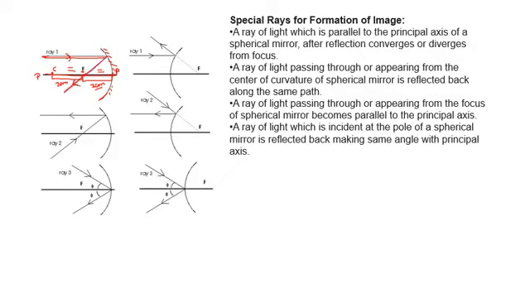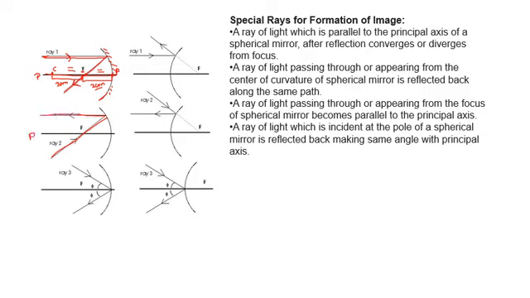The second rule, in case of concave mirror, this is the inverse rule: when a ray of light is passing through the focus, you can see the ray of light is passing through the focus. After reflection, it goes parallel to the principal axis.